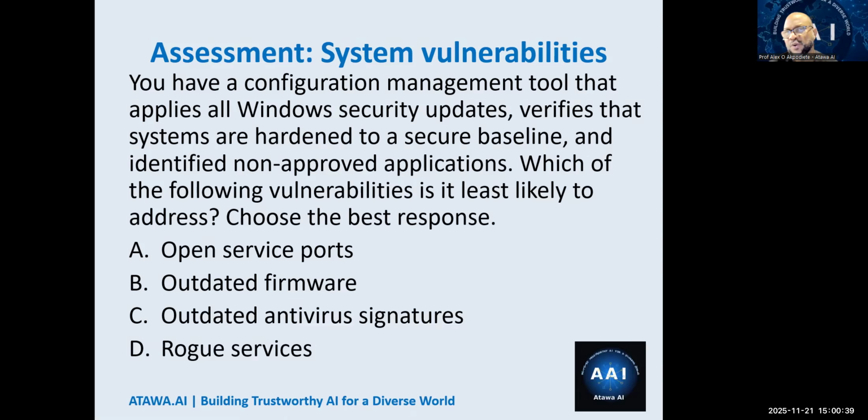So let's look at a few review questions to hopefully drive home our point. This is on system vulnerabilities. Here you have a configuration management tool that applies all Windows security updates and verifies that they're hardened to a security baseline. You've established that baseline, right? And you've identified non-approved applications. Which of the following vulnerabilities is it least likely to address? In essence, choose the best response, because all of these are good responses, and which one is the least likely one?